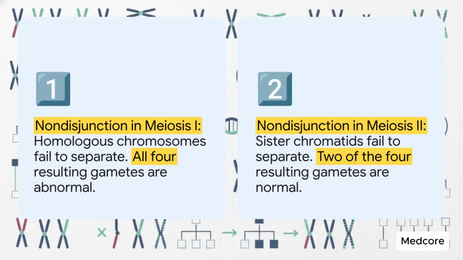And here's a really important distinction. This is a classic exam question, by the way. It matters when this failure to separate happens. If it's in meiosis 1, the first division, all 4 of the final gametes will be abnormal. It's a total mess. But if the mistake happens later, in meiosis 2, you actually end up with 2 normal gametes and 2 abnormal ones. So the timing of that error makes a huge difference in the outcome.